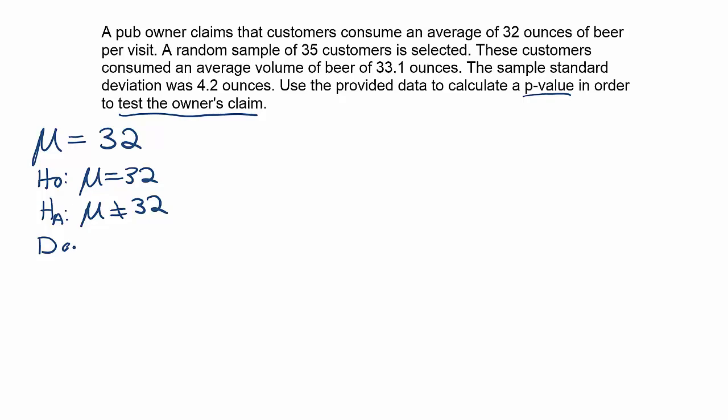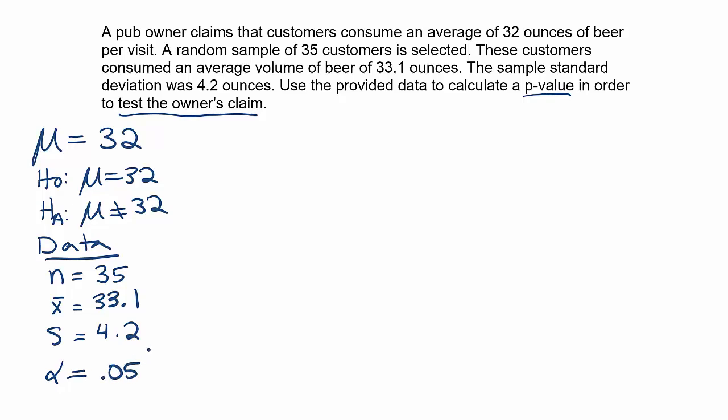Now, the data for this problem will be essentially that the sample size is 35, right? They looked at 35 customers. Sample mean in the problem was 33.1 ounces, so that was the average volume for the sample. Standard deviation for the sample was 4.2 ounces. And then they tell us that they want us to use the p-value, but they do not give us a significance level, so we're going to use a default value of 0.05 as our significance level. So whenever they don't give it to you, you can assume 5%.